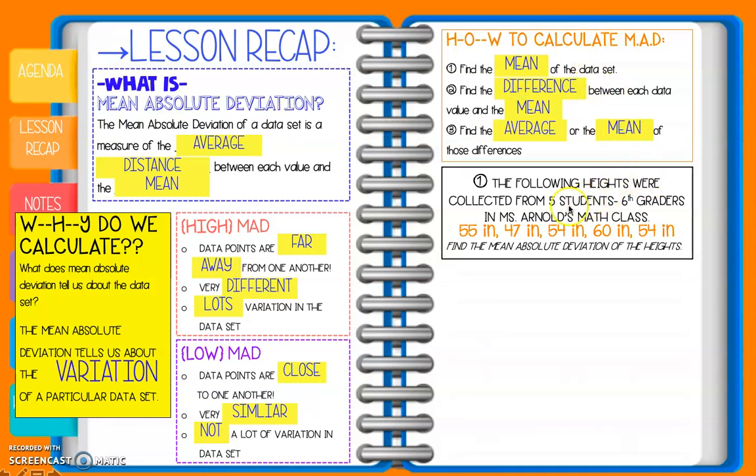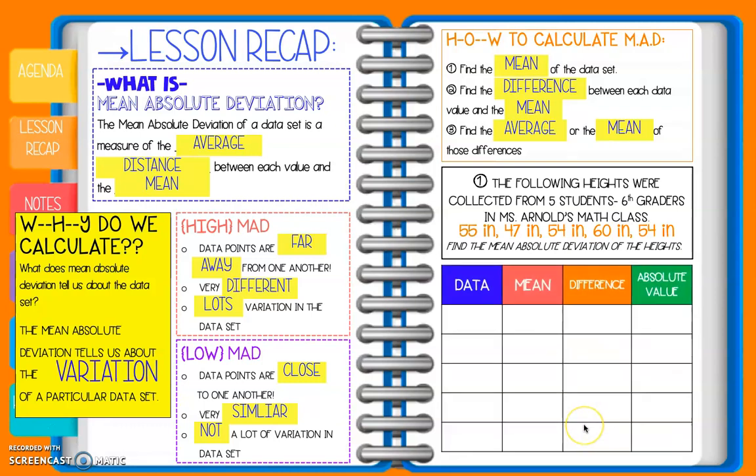Okay. So we've got an example here. It says the following heights were collected from 5 students, 6th graders in Miss Arnold's math class: 55 inches, 47 inches, 54 inches, 60 inches, and 54 inches. It says find the mean absolute deviation of the heights. So just like we used in class, you're going to use a mean absolute deviation chart to help you organize your work. The very first thing you need to do on your paper is to draw this chart.